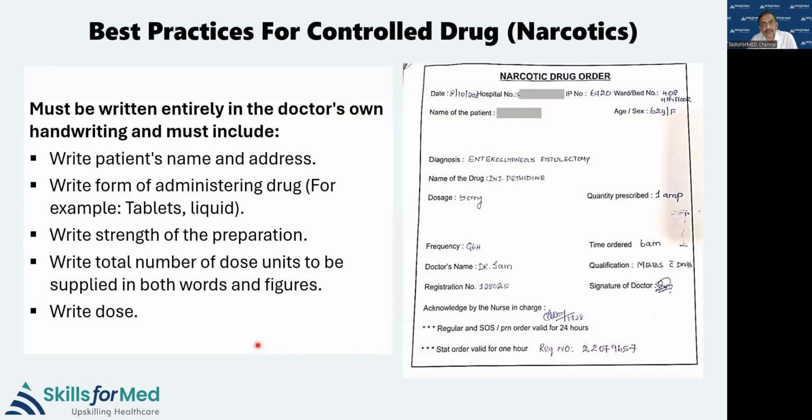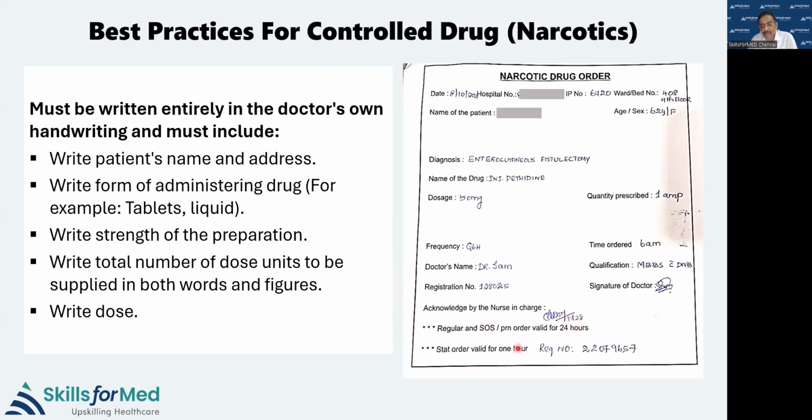For controlled drugs, narcotics, radioactive drugs and all that, it is very important to have them in triplicate and write the patient's name. Everything should be written in caps and it has to be entered by the doctor. Here the patient name, all the details, then the diagnosis, the name of the drug, the dosage, how much quantity was prescribed, and the frequency, doctor's name, registration number, qualification, signature, what time it is ordered, and acknowledgement of the nurse in charge.